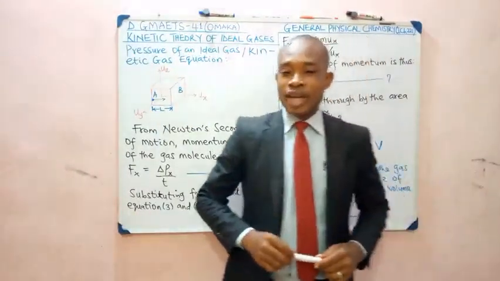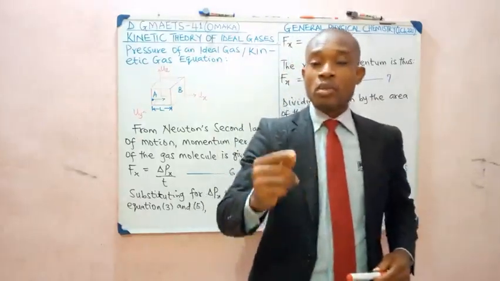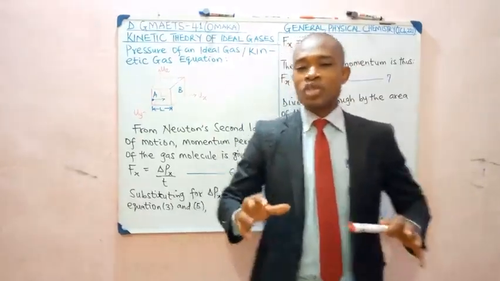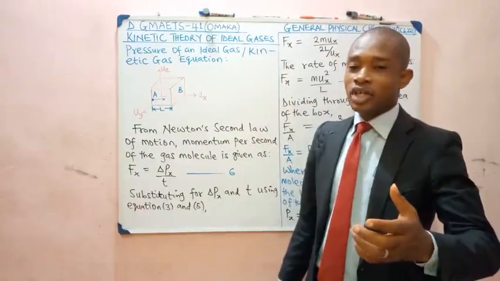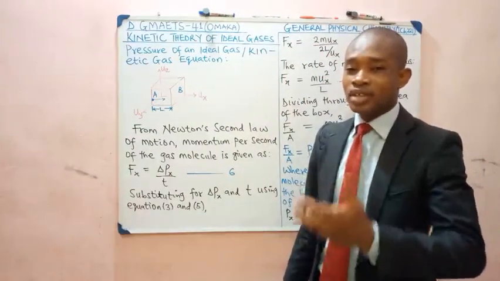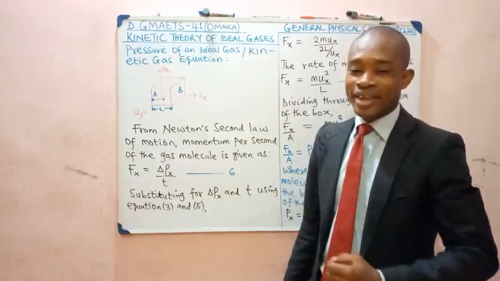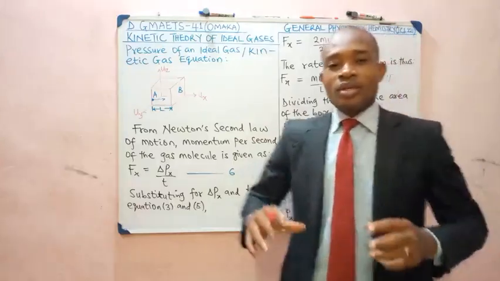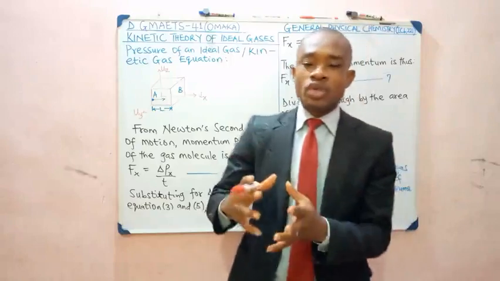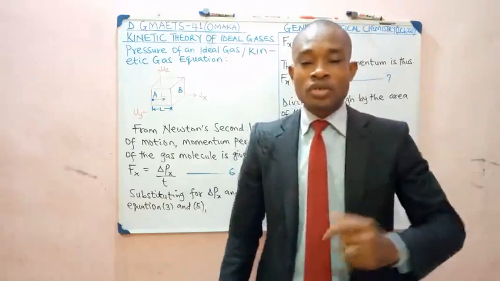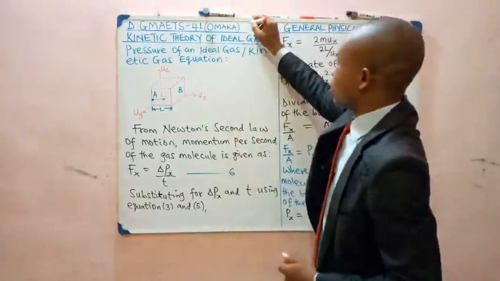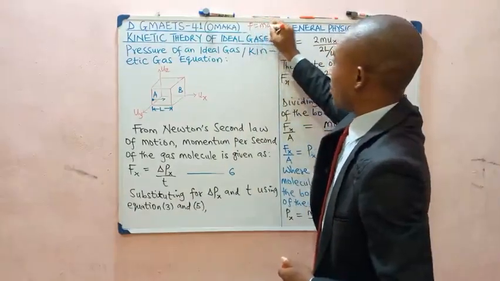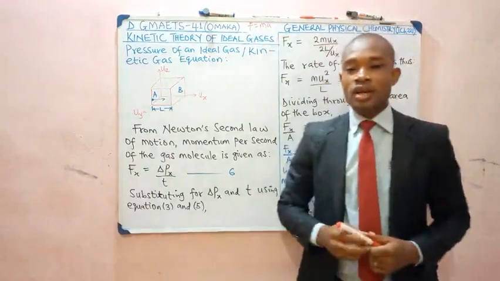We now want to look at the rate of momentum, that is momentum per second, of the gas molecule as the gas molecule collides with phase B and returns to phase A. To define this rate of momentum, we shall introduce Newton's second law of motion. Remember the equation that F is equal to what? ma. That's Newton's second law of motion.